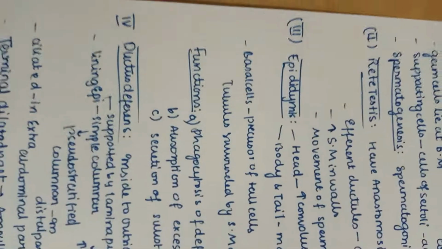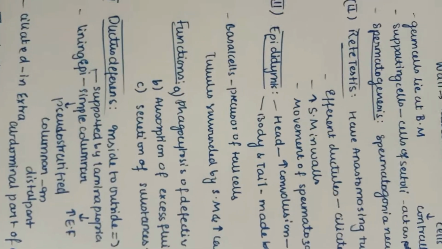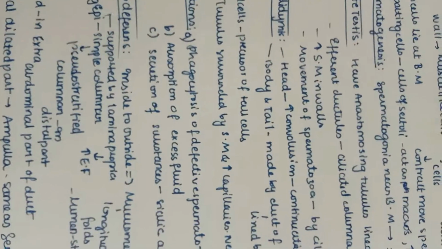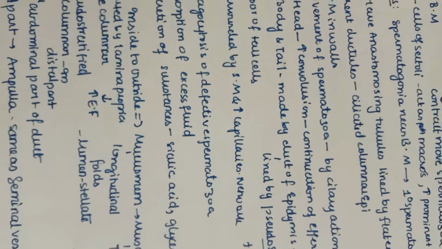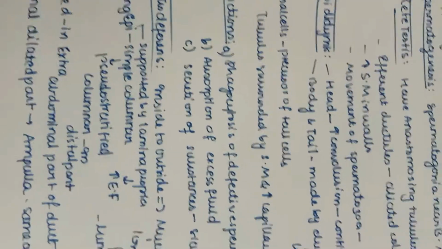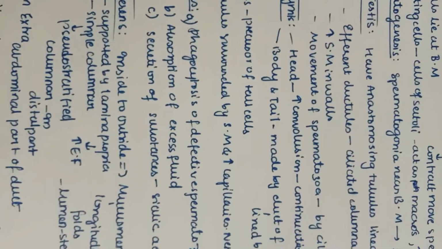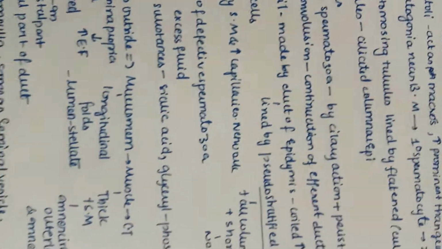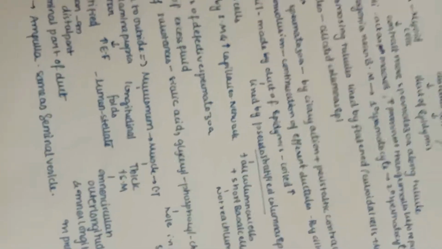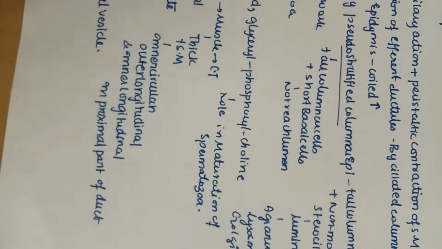Basal cells are the precursors of the tall cells, that is important. The tubules are mainly surrounded by smooth muscle, and there are many capillary networks. The functions of the epididymis are mainly phagocytosis of some defective spermatozoa, absorption of excessive fluid, and secretion of substances like sialic acid, glycerol, phosphatidylcholine. Phosphatidylcholine has a main role in the maturation of the spermatozoa. So these are some important details of the epididymis.